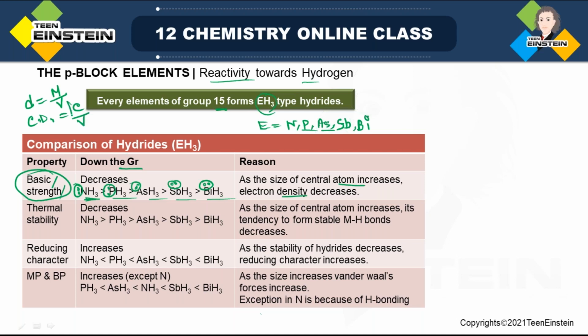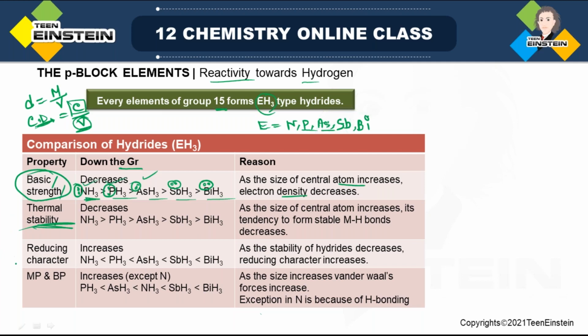Now charge is fixed because it is one lone pair for each atom, but V is increasing. So the denominator is increasing. That means charge density will decrease, and when charge density decreases, basic strength will also decrease. So this is the reason that down the group basicity decreases. Okay, this is a very important observation.